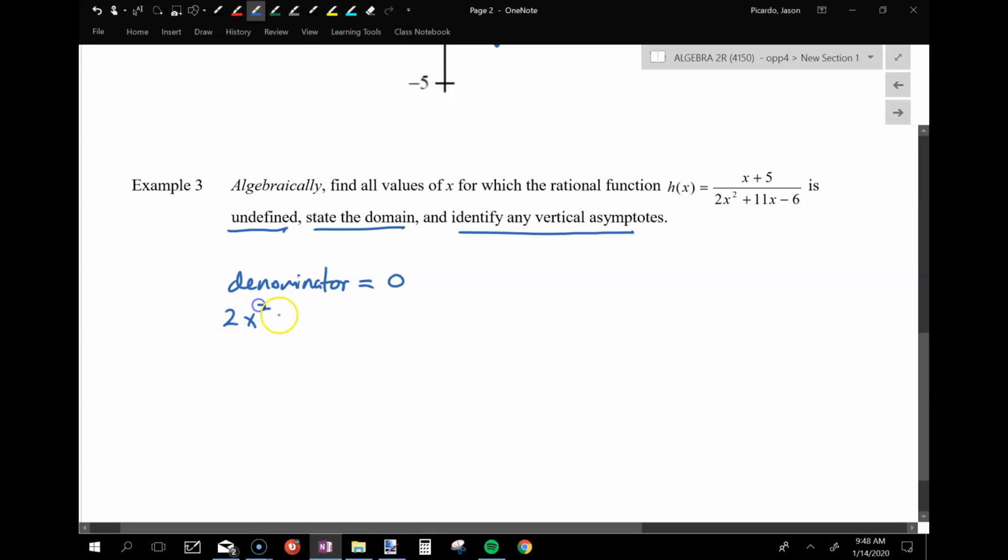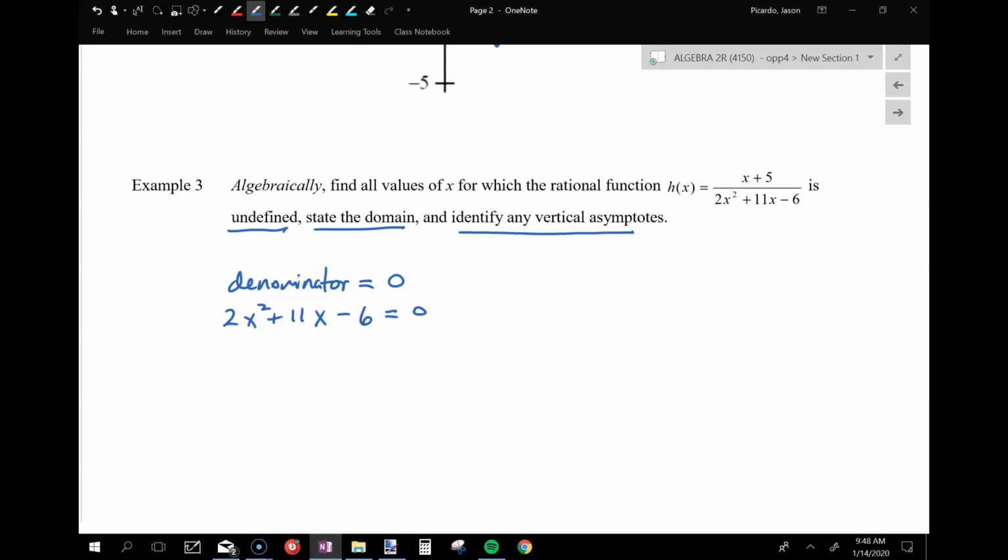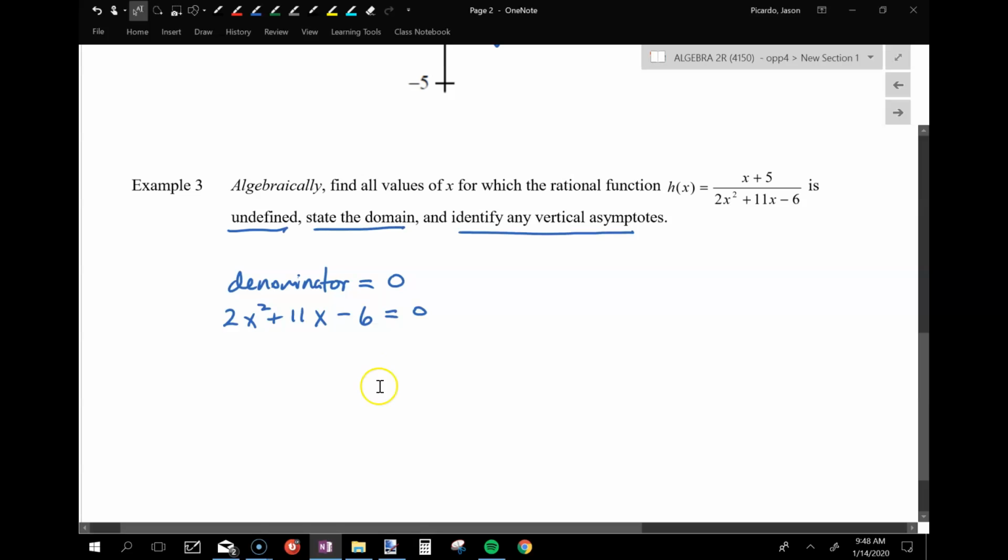So where is this equal to 0? This Picardo guy. He's a sneaky guy, isn't he? Picardo, this guy's sneaky. It's almost like he knew that this was coming up, and that's why we practiced factoring yesterday. Because in order to find the solutions to this, I need to factor it, right?